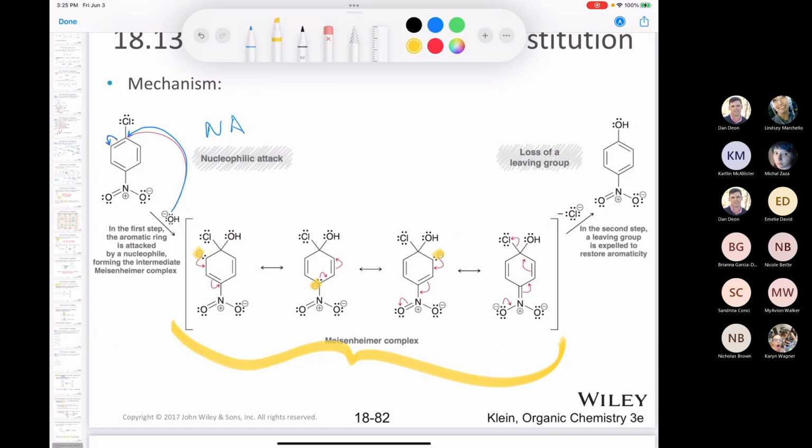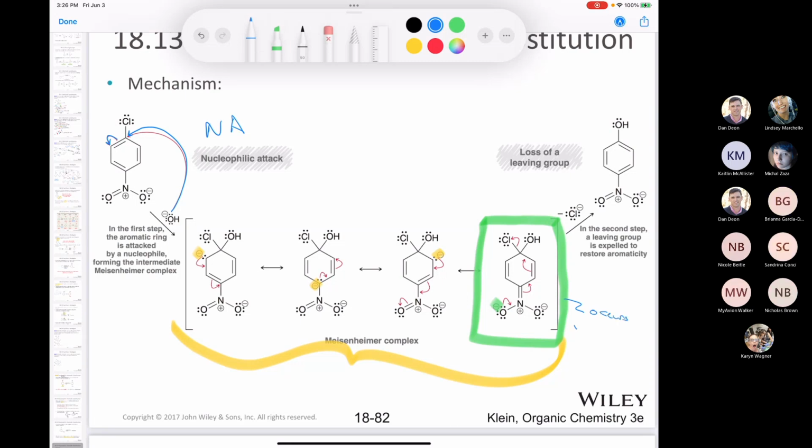But why does that nitro group have to be either in the para or the ortho position? It's because when it's in the ortho or para position, we get one extra resonance contributor where we have the negative charge delocalized all the way down to the oxygen of the nitro group. So we would see this occurs with ortho too. But if you try to draw the Meisenheimer complex that results from meta nucleophilic attack, you cannot draw this resonance structure.